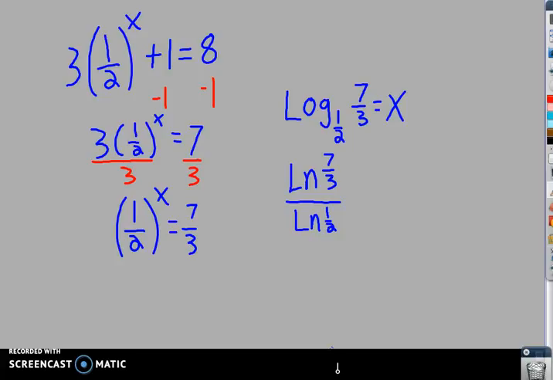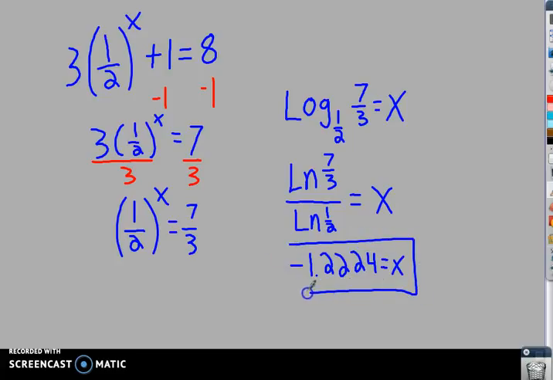Now, those of you whose calculators can do different bases, you're in luck. You can go ahead and do this particular problem without a wonderful and glorious change of base formula, which is not required. And you get negative 1.2224 equals x, which, if you think about it, kind of makes sense. I am taking a fraction, timesing it by 3, plus 1, and I'm getting 8. The only way that's going to happen is if this fraction somehow flipped around to a number greater than 1. And the only way it's going to do that is if my exponent ended up being a negative to flip it. So that's a good thing for us.